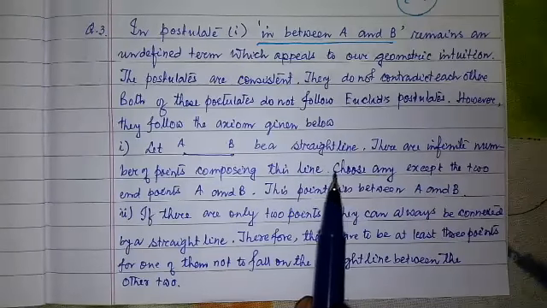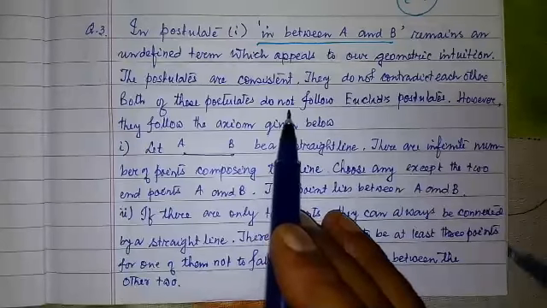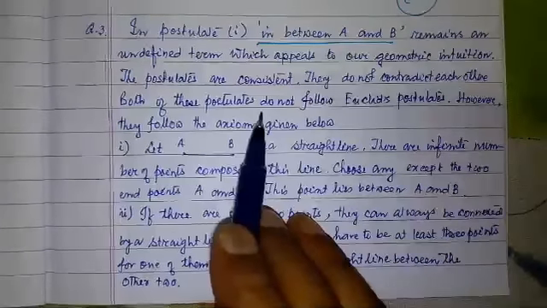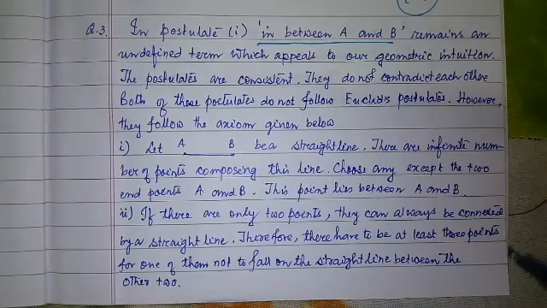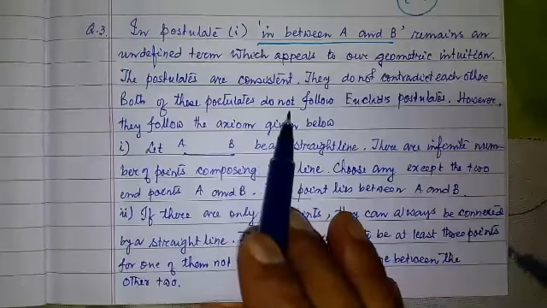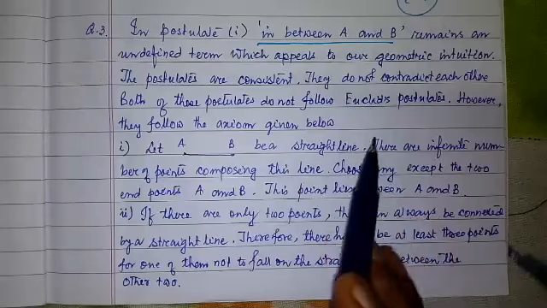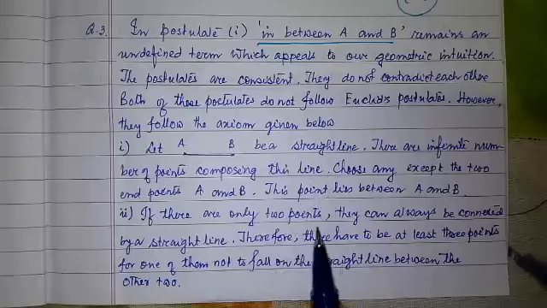The two postulates are consistent. Means they are correct. The two postulates 1 and 2 are consistent. Means they are also correct. They do not contradict each other. Both of these postulates do not follow Euclid's postulates. However, they follow the axiom given below.